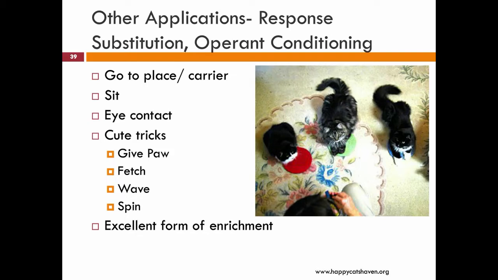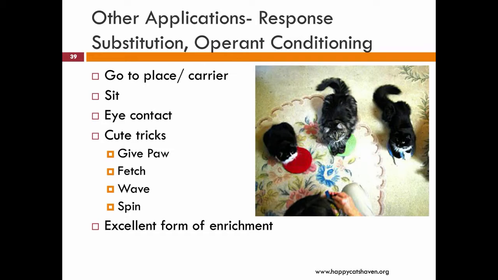It's really easy to teach a cat to sit once you've taught them to target, because then you just hold whatever it is they're touching with their nose up over the top of their head until their rear hits the ground, and then you click and treat. You can capture eye contact, very much like we captured the targeting. Just sit and wait. When the cat glances at you, click and treat.